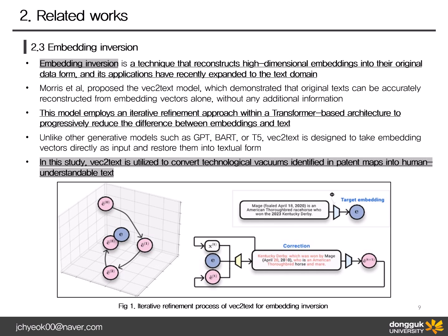Unlike other generative models such as GPT-4 or T5, back-to-text is specifically designed to take embedding vectors as direct inputs and restore them into textual representations. Therefore, this study employed back-to-text to convert technological vacancies identified in the patent map into human-readable text descriptions.